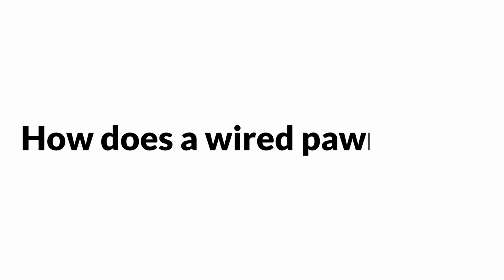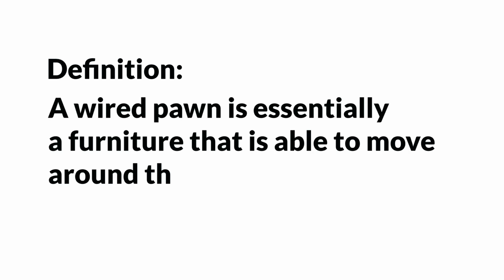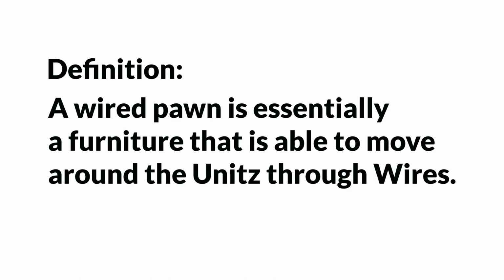How does a wired pawn work? Definition: a wired pawn is essentially a furniture that is able to move around the unit through wires.